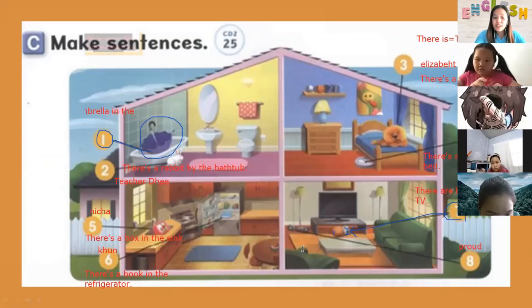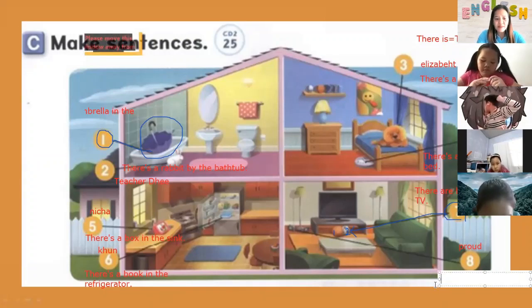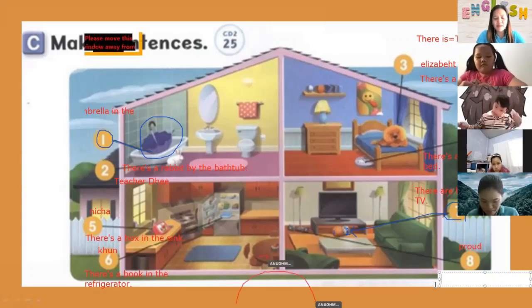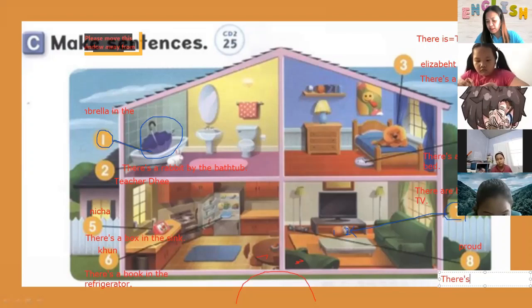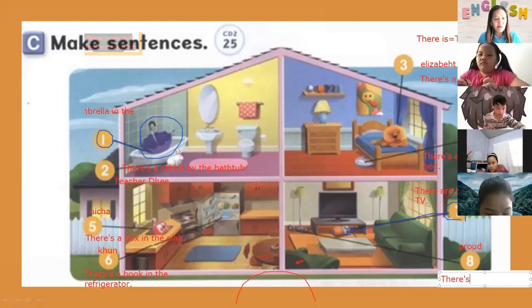Camera by the lamp. Oh, right. There's a camera by the lamp. Okay. How many cameras can you see? Hello? Is it only one camera? There are two cameras, Prow. Prow, there are two cameras.